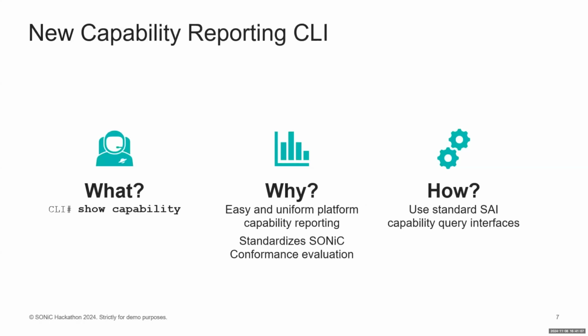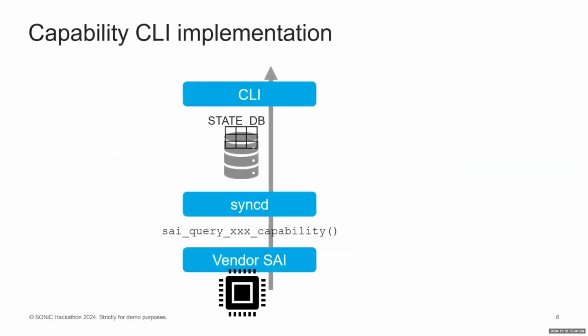Now, a background on why we created this new CLI. The CLI not just eases platform capability reporting, but it also makes the report format uniform across vendors. And we achieve this by extending SONiC to use the standard SAI capability query interfaces. Now let's see how the CLI works. SyncD uses the SAI capability query APIs to discover the platform's capability and populates a state DB. The CLI then dumps the state DB information to the user.